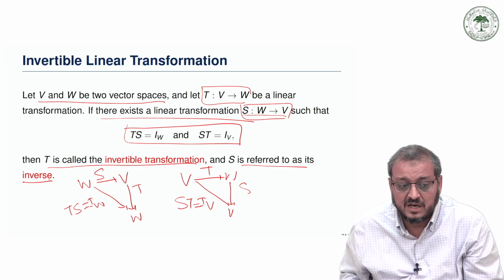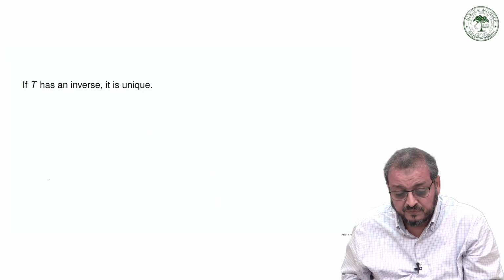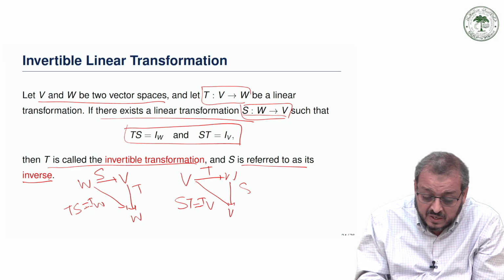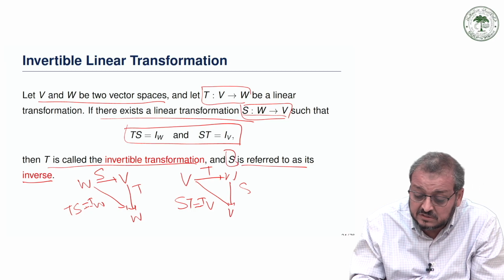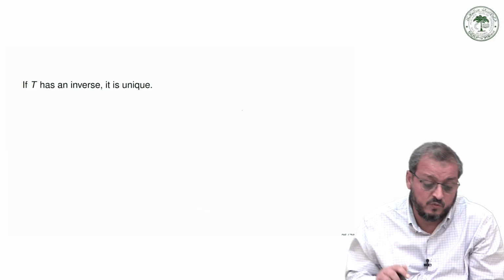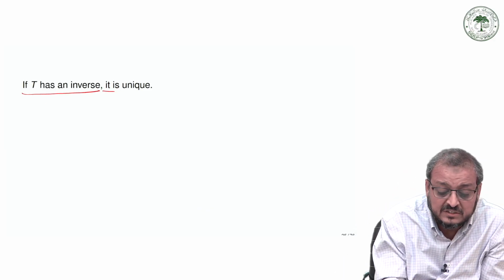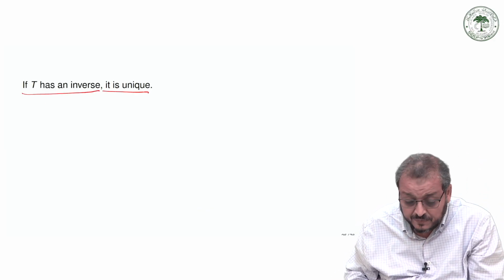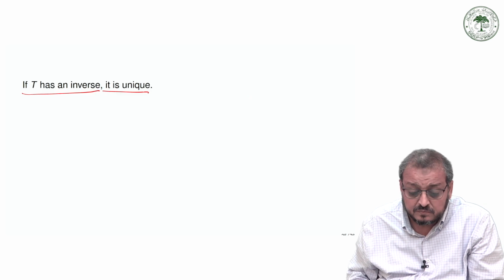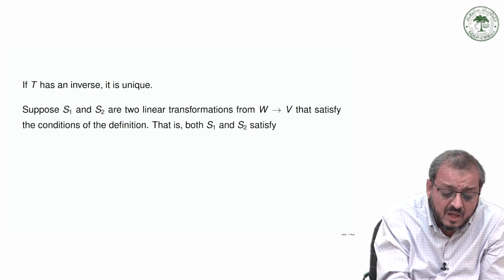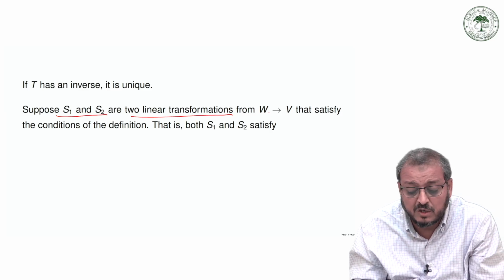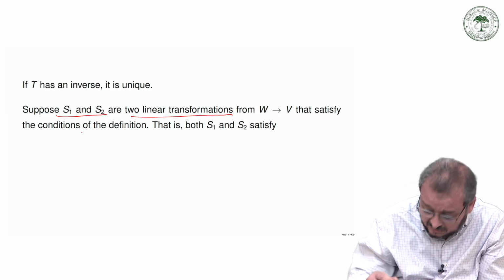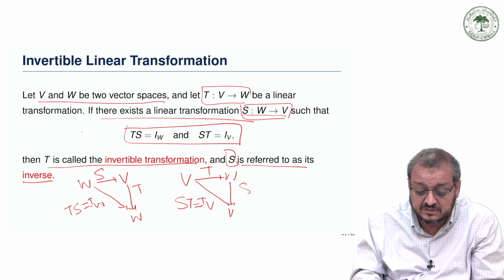Now, if T is an invertible transformation, then its inverse is unique. Suppose S1 and S2 are two linear transformations from W to V that satisfy the conditions.